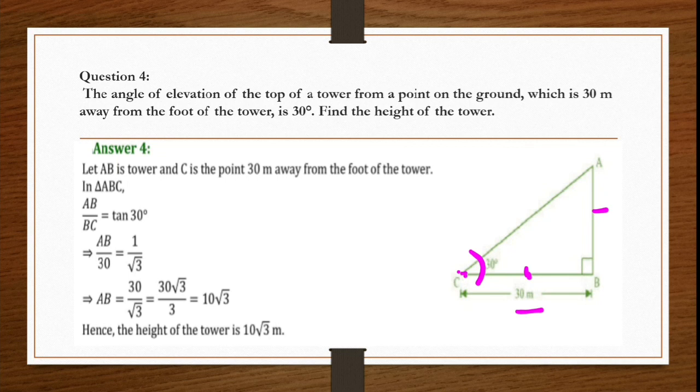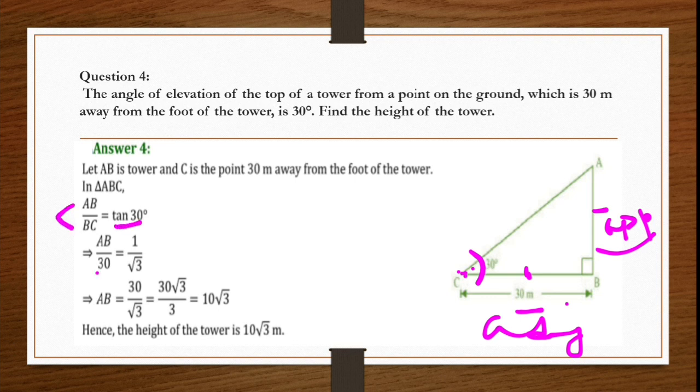So this question is very easy. If you consider this one as the acute angle, this is the opposite side and this is the adjacent side. You have to find the value of the opposite side. So which trigonometric ratio involves opposite and adjacent? Obviously tan. That's why I am writing tan 30 degrees is equal to AB by BC.